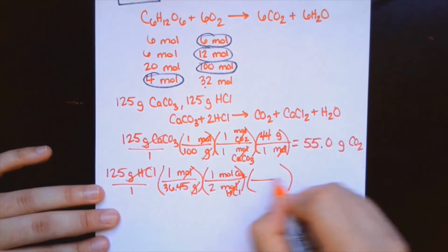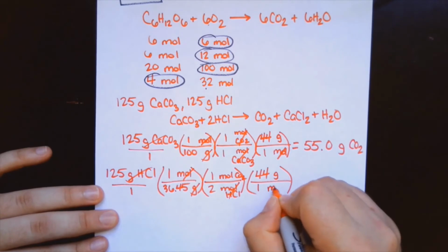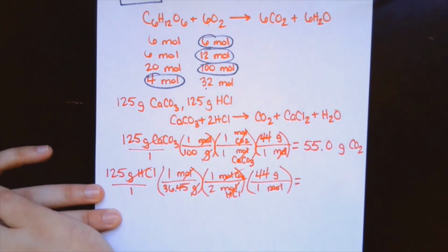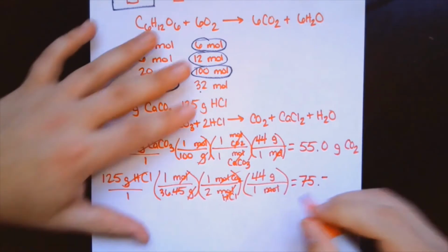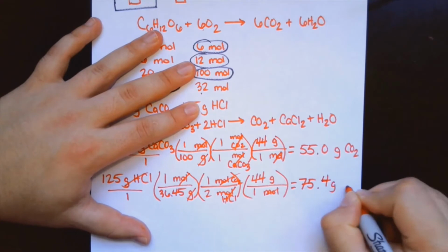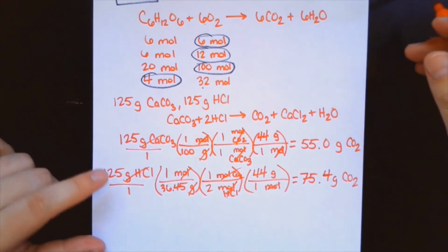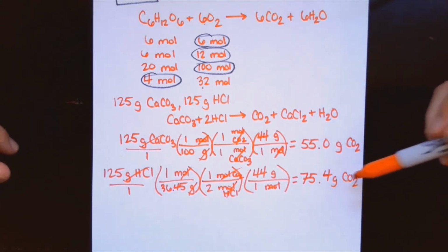So we put 1 mole of CO2 on top and 2 moles of HCl on bottom. Now we can once again use the molar mass of CO2 to get back into mass, and that gives us an answer of 75.4 grams. So that means hypothetically speaking, if every last bit of hydrochloric acid is able to get used up, we could produce 75.4 grams.